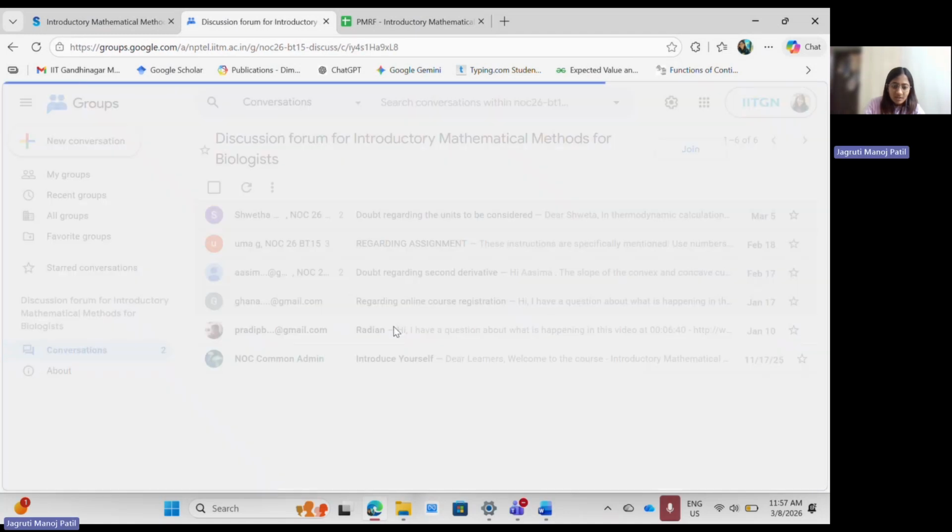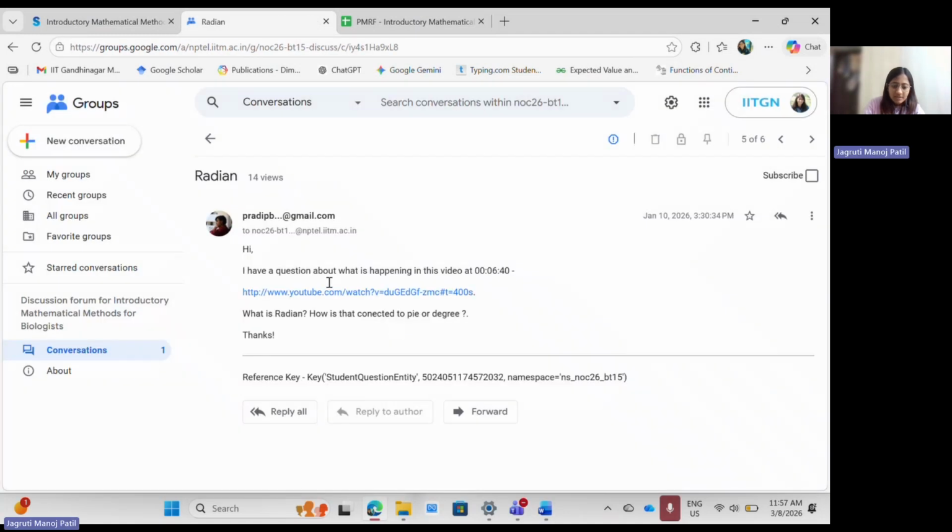One has a problem regarding radians and degrees. So I guess the NPTEL people will reply to this. How are radians and pi related to each other? Both are units of a full circle. Theta is 360 degrees, and to convert a degree into radians, it would be multiplied by pi by 180. And whenever you're trying to convert radians back into degrees, it would be 180 by pi.